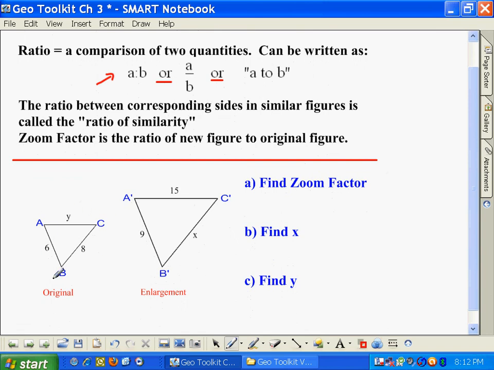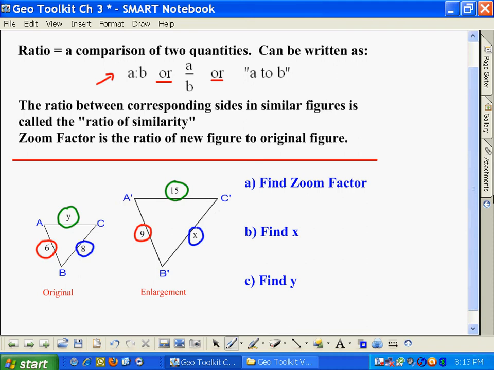We have the original figure down here, and we have the enlargement next to it. Think of it as the original being put on a copier machine and blown up a certain percentage to make the enlargement. So if we're looking at corresponding sides, this is AB and this is A prime B prime. So 6 and 9 correspond with each other. Likewise, this is AC, this is A prime C prime. So Y corresponds with 15. And then finally, we have 8 corresponding with X.